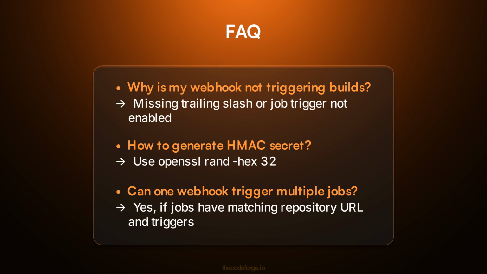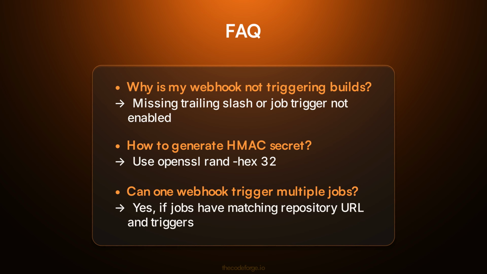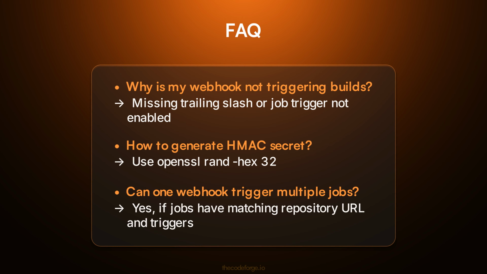And a few frequently asked questions. Why is my webhook not triggering builds? Missing trailing slash or job trigger not enabled. How to generate HMAC secret? Use openssl rand -hex 32. Can one webhook trigger multiple jobs? Yes, if jobs have matching repository URL and triggers.